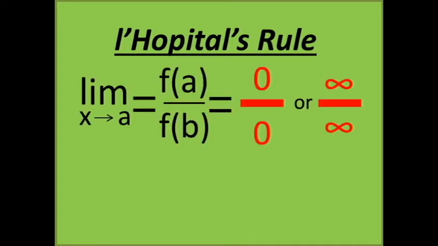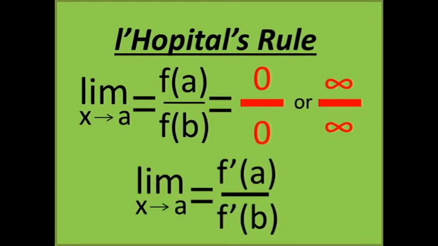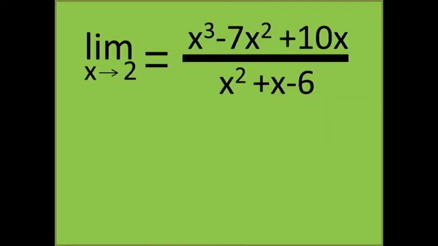L'Hopital's rule is a rule dictating that when a limit goes to 0 over 0, infinity over infinity, or negative infinity over negative infinity, the actual value of the limit is equal to the derivative of the numerator over the derivative of the denominator. It may sound complicated, but it's actually pretty simple. Let's go back to the original problem.